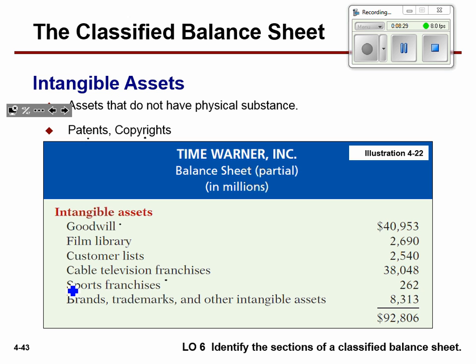Here's a couple examples. Goodwill, it's such a hard one to describe. Again, they talk about it in a later chapter, so I'm surprised it shows up here, but it does. I'll come back to that one. A film library, customer lists, again, I'll come back to that one. Franchises, sports teams, brands, okay? Things you can't really touch, they're intangible.